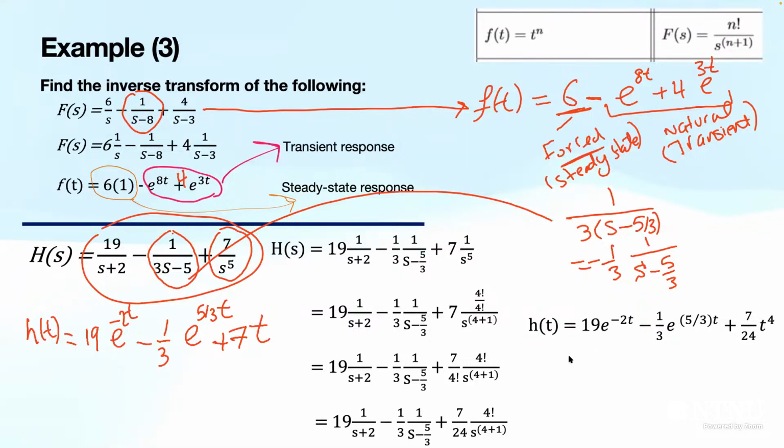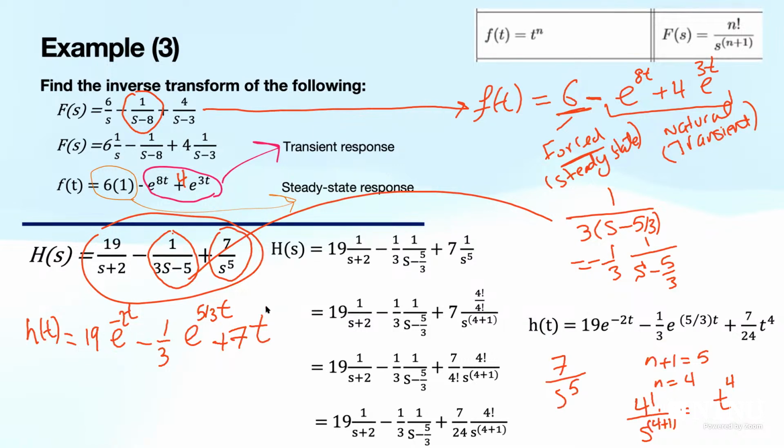So just here in that part, 7 divided by s to the power of 5. So we can say that, okay, n plus 1 equal 5. So n equal 4, because I need to put it in that format in order to convert it into time domain. So when n equal 4, we should expect that we should have factorial of 4 divided by s to the power of 4 plus 1, right? If it is like this one, it should be converted into t to the power of 4, right?